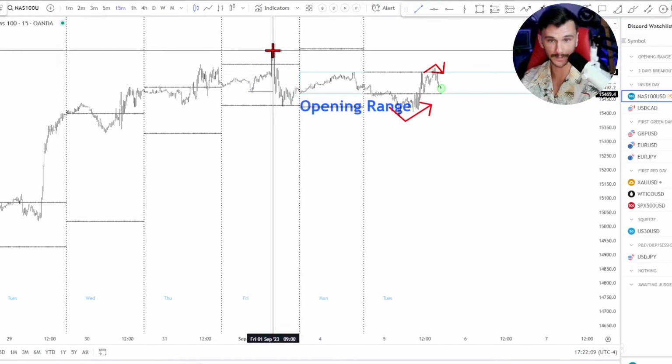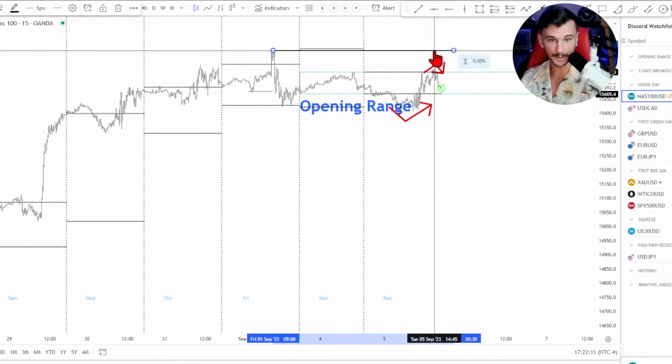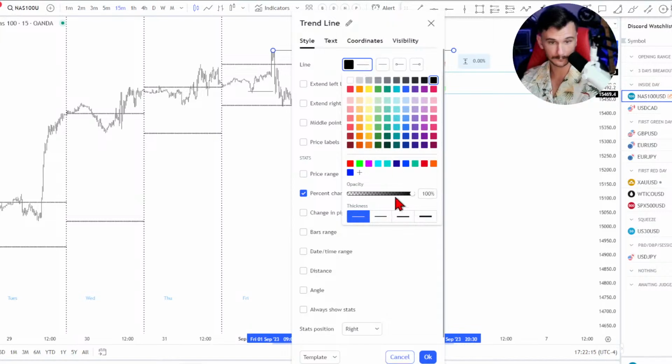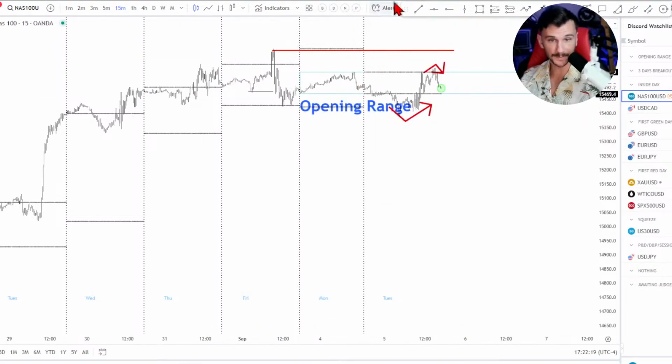Oh no, my lines are a different color. So I'm going to draw that up there. I need a red line. And I need it thicker so you all can see it. There we go. So that's my high. They broke down over here.